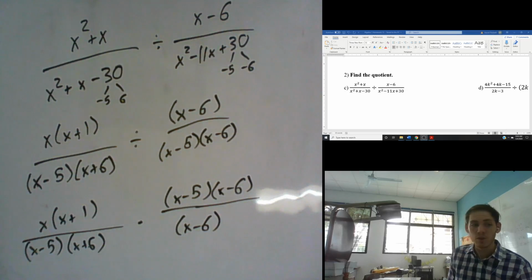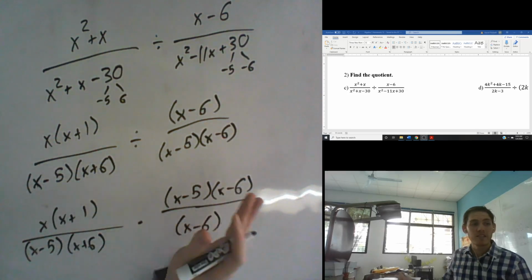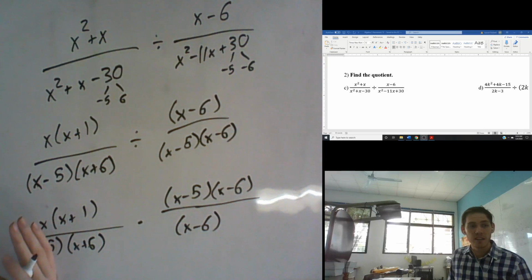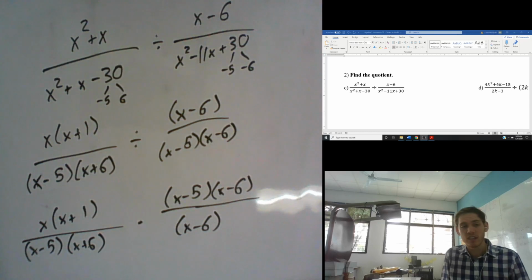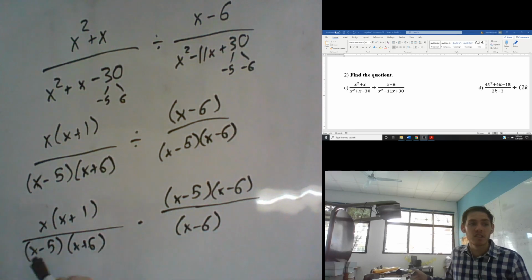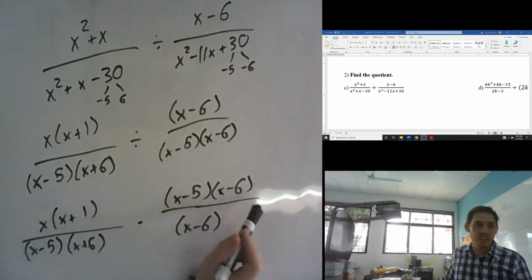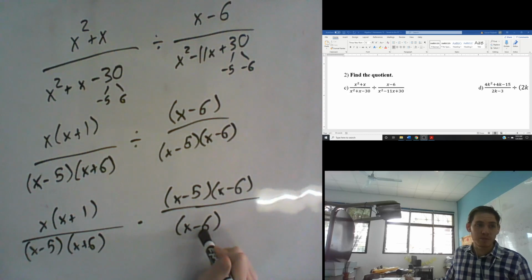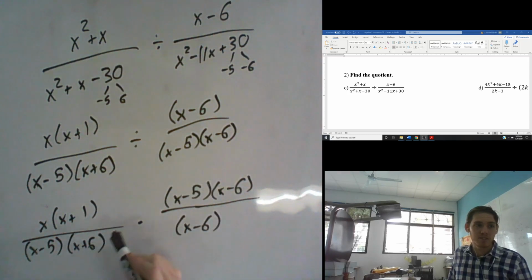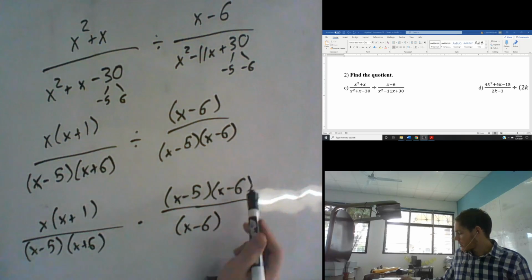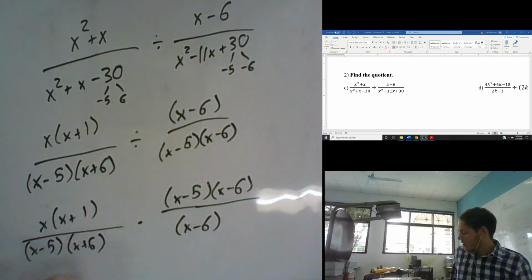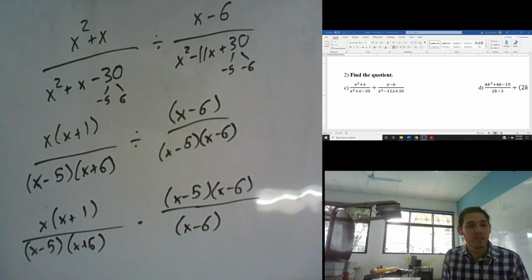Then you multiply them together and cancel the common terms. Common terms have to be factors, not just in parentheses, but they need to be multiplied. It has to be products. So some stuff cancels: x minus 5 and x minus 5 cancel, x minus 6 and x minus 6 cancel. Then you're going to be left with a smaller thing.